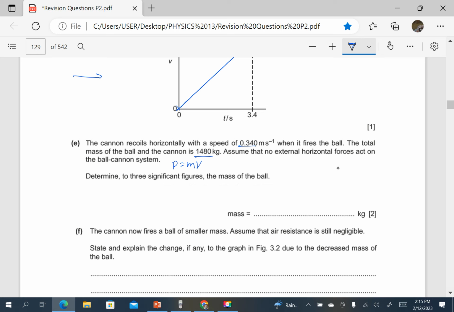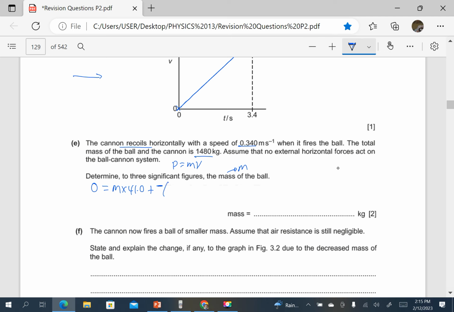So total momentum before: of course, initially the system was at rest. That means total initial momentum was 0. So total momentum before is 0, but after, let the mass of the ball be m. So the momentum of the ball is m times its velocity, which is 41 after it is being fired, plus the momentum of the cannon. Because it recoils, they said it recoils, that means it moves in the opposite direction. So this will be plus a negative. I'll put a negative to show opposite direction.